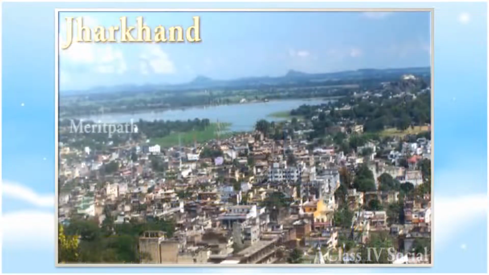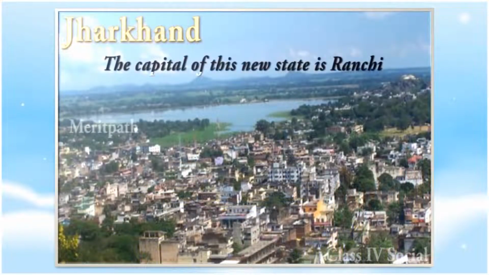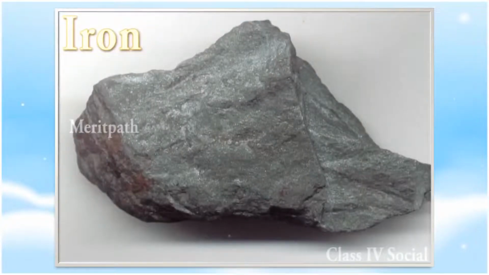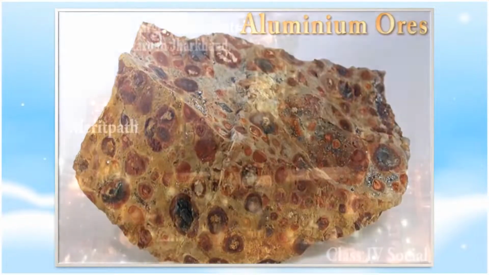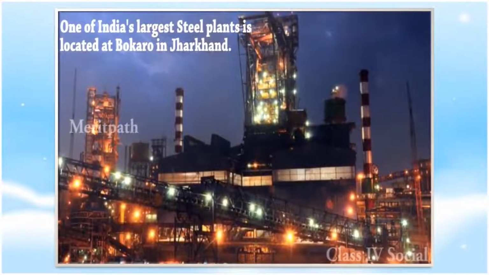Jharkhand. The capital of this new state is Ranchi. Jharkhand is rich in minerals such as coal, iron, copper and aluminium ores. One of India's largest steel plants is located at Bokaro in Jharkhand.